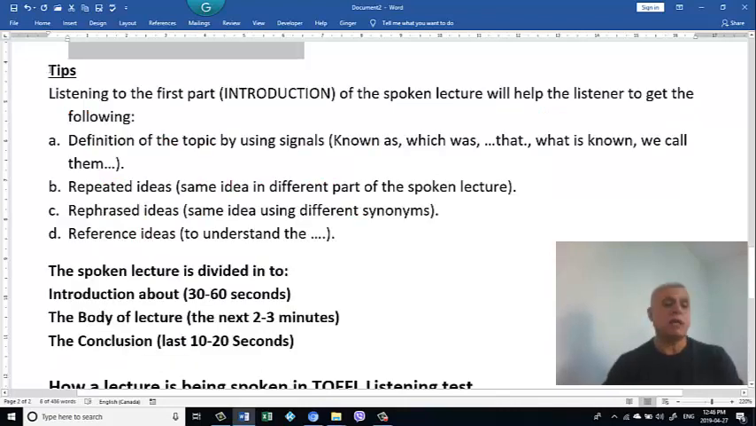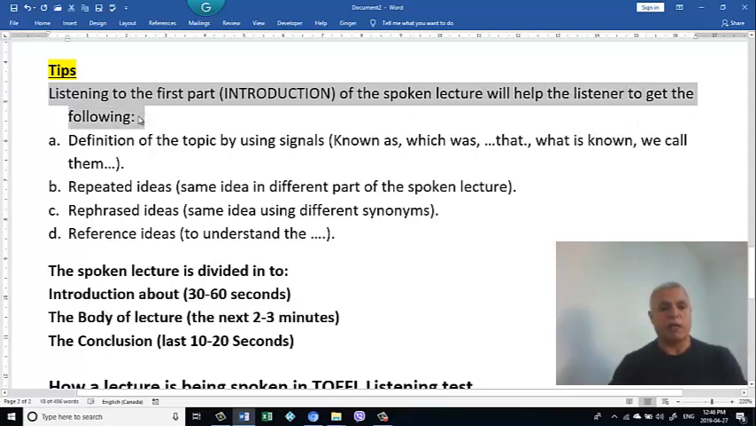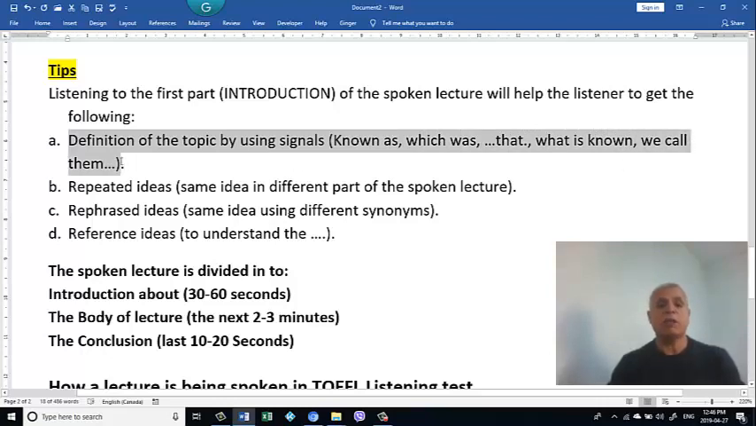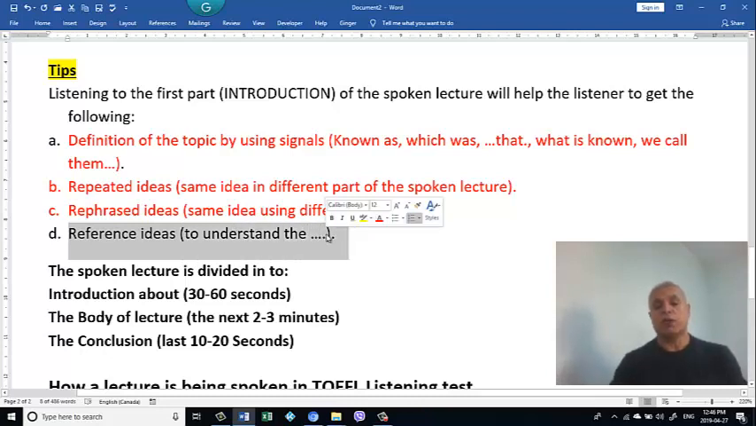We have tips. Listening to the first part, which is the introduction of the spoken lecture, will help the listener follow what comes next. Number one, the definition of the topic by using signals, such as "what is known as," which we call them. This is a very important definition from the topic. Repeated ideas: the same idea in a different part of the spoken lecture. Rephrased ideas: the same idea using different synonyms. Reference ideas: to understand what is going on between the two speakers.